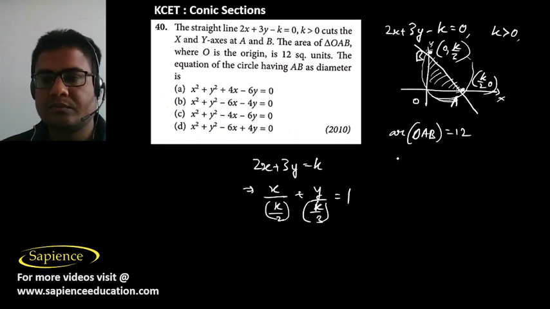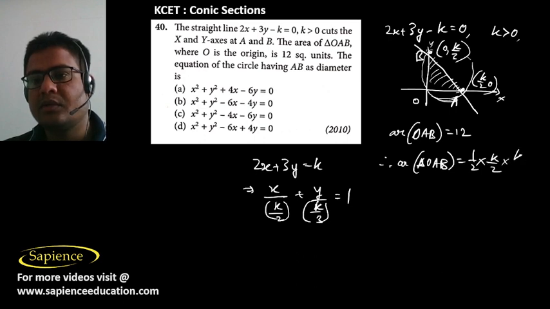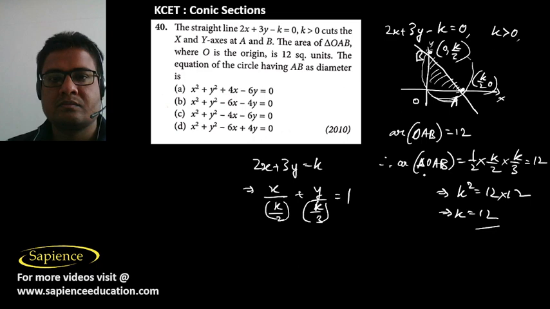So now, therefore the area of the triangle OAB will be equal to half base k by 2 into height k by 3, that is equal to 12. So therefore we can say that k square equal to 12 into 12. So k is equal to 12. k should be greater than 0 also, it has been told.